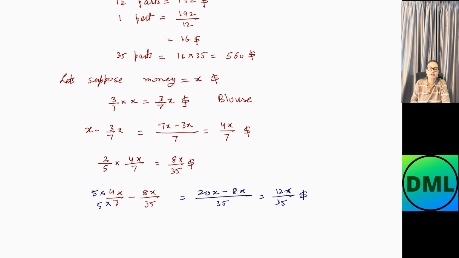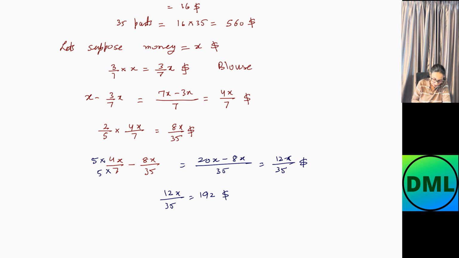She said that she had $192 left. That means 12X over 35 is equal to $192. I need to get the answer for X. So X will be written as 192 times 35 over 12. I have multiplied by 35 on this side and divided by 12 on this side. If you solve this, the answer will be equal to $560. This is the Indian method of solving the question.